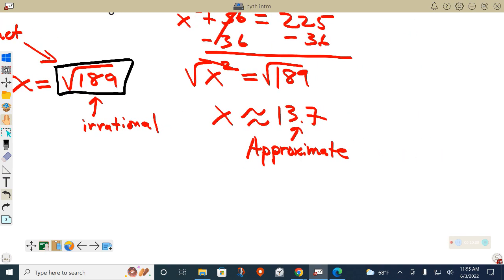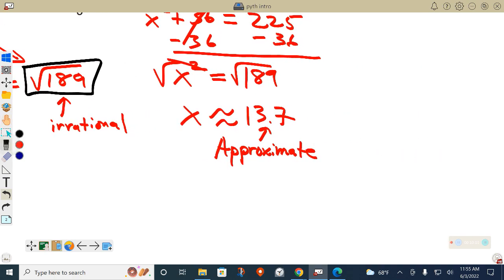Off to the side on your notes, we're going to make a list of what we call perfect squares. Going to write perfect squares. What I mean is square roots, perfect squares. And watch this. Stay with me. Going to write perfect squares off to the side, maybe on the margin. It's going to go top to bottom.